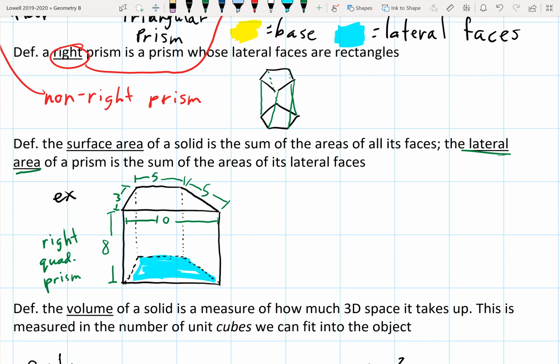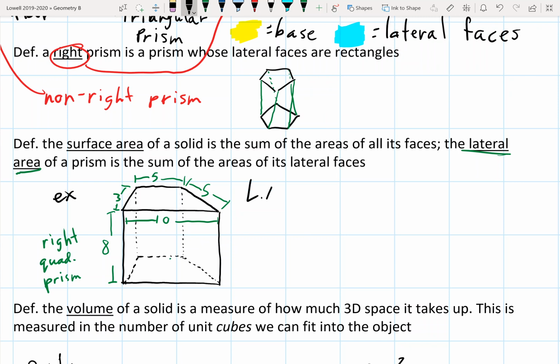Okay, let's reset. Because the two quote-unquote trapezoids are floating directly on top of each other, we should be able to see that all of the lateral faces are rectangles, right? And again, because it's a right prism, we know that they are. And so each one is just going to be a rectangle, and we just need to add them up.